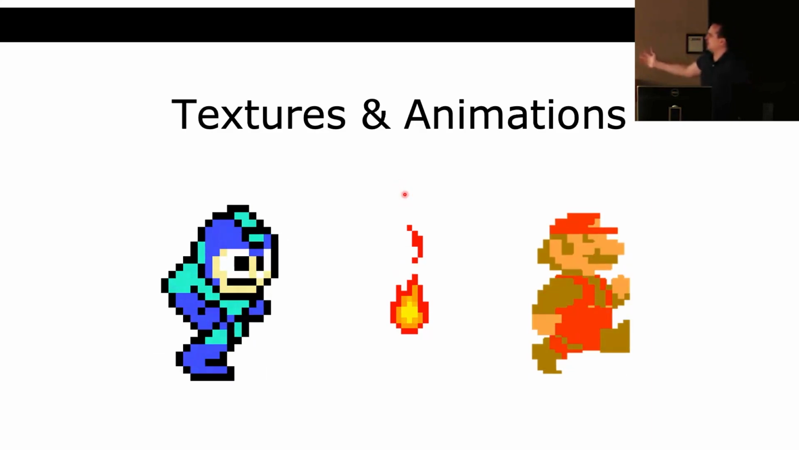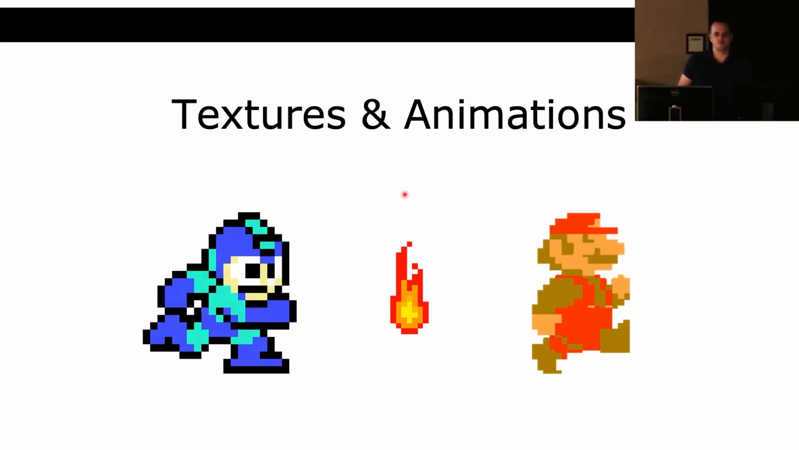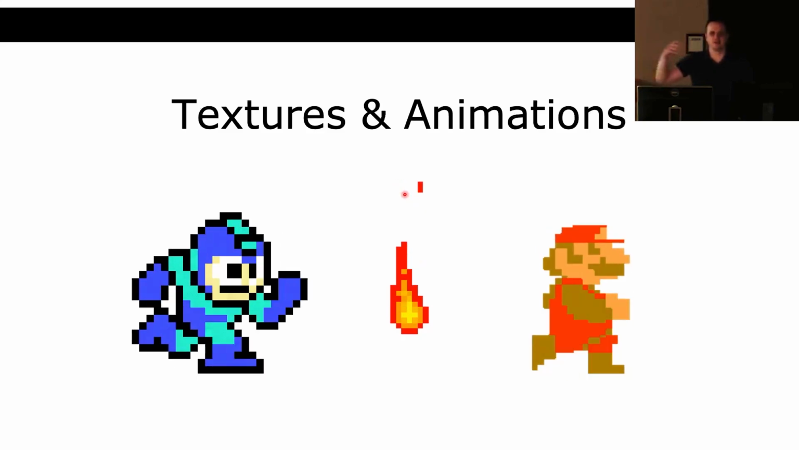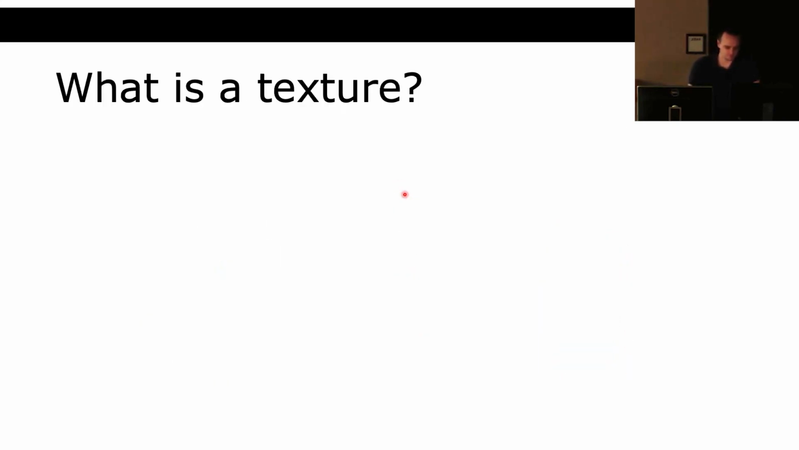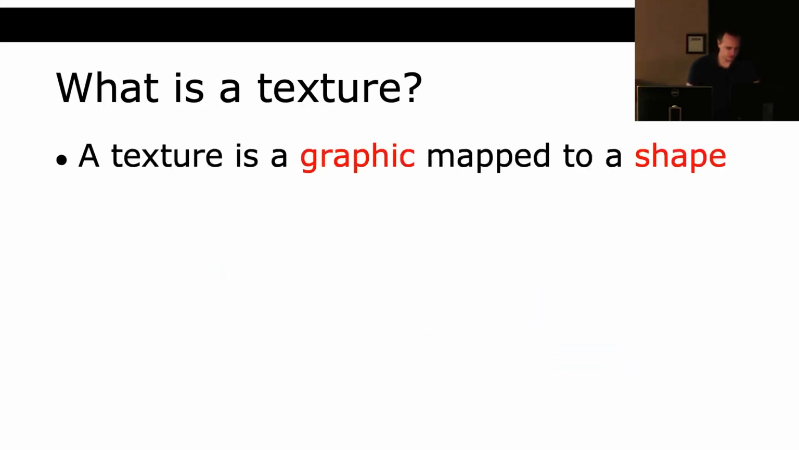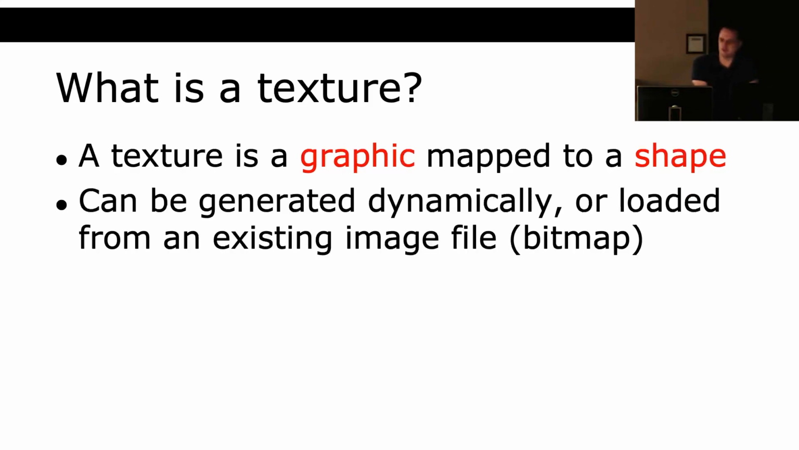And this also allows you to outsource the creation of assets to actual artists rather than other programmers. So textures and animations are really important. What is a texture? A texture is a graphic that is mapped to a shape. And by graphic, I mean typically some sort of image file, right? So textures can be created dynamically or loaded from an existing file.